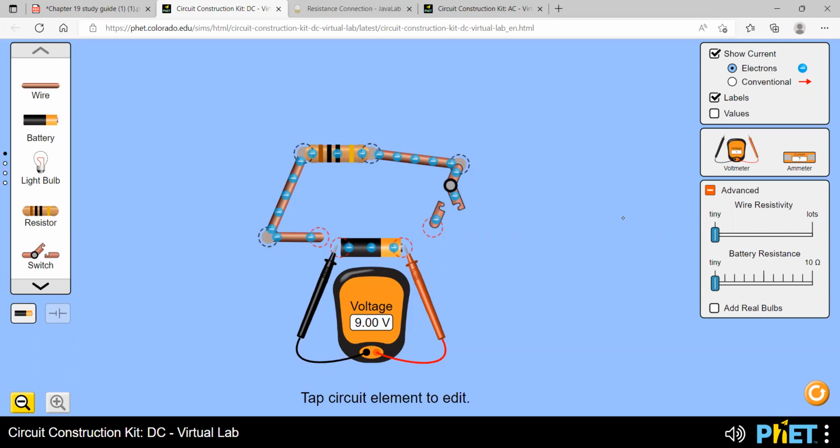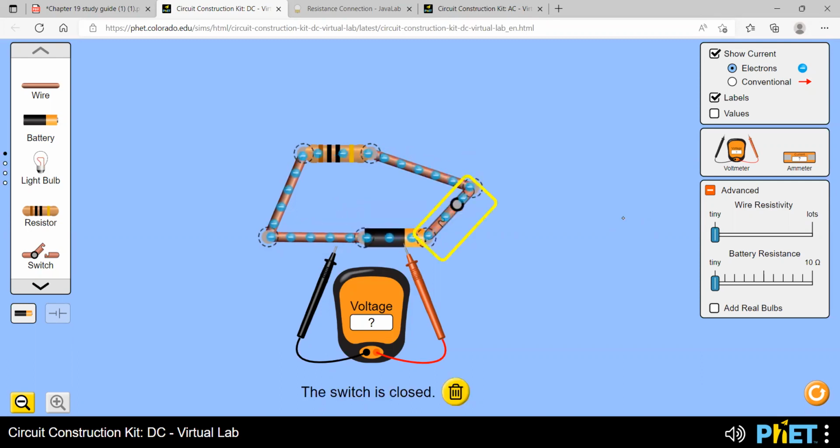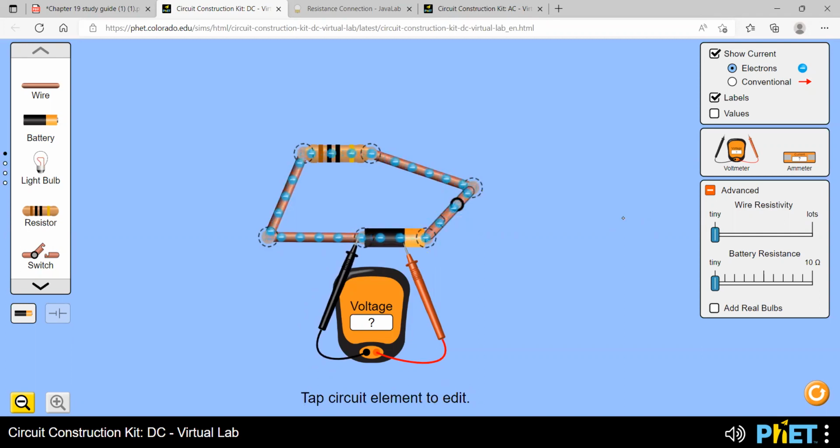Now if I connect it, you will see that it is still 9 volt, and that's because it is a simulation. In simulation we have the control to change the parameters. Now in all real batteries, there is something internal. We call it internal resistance.